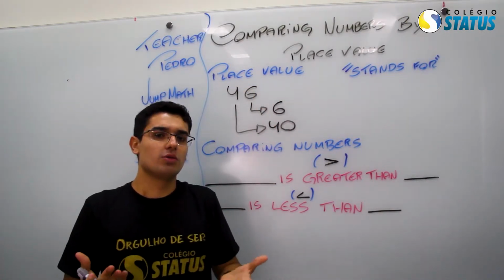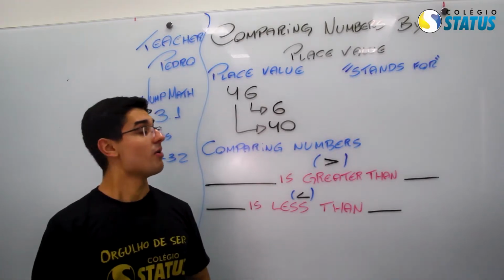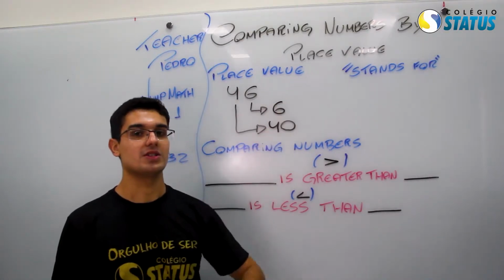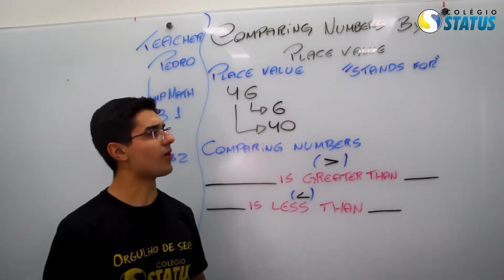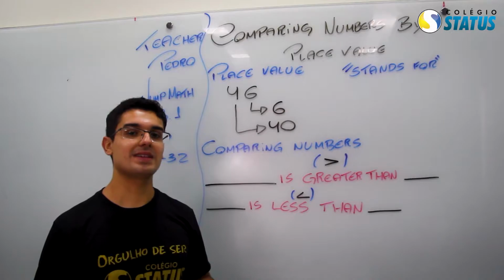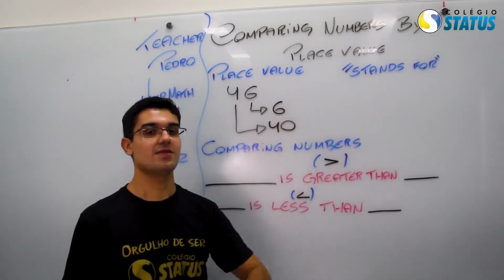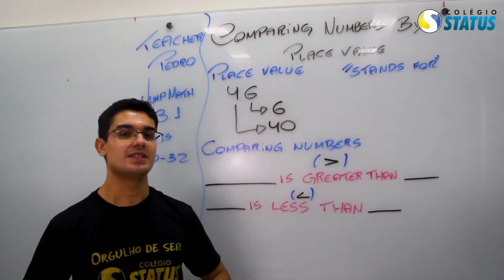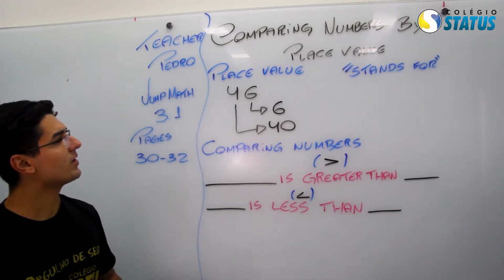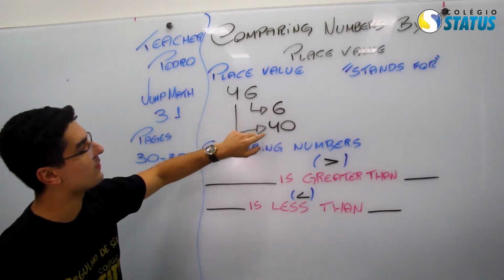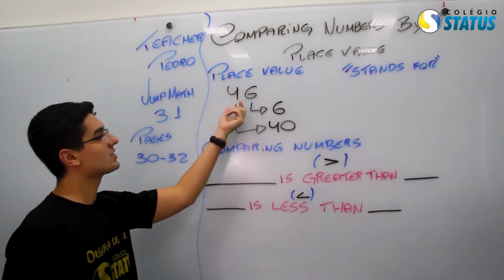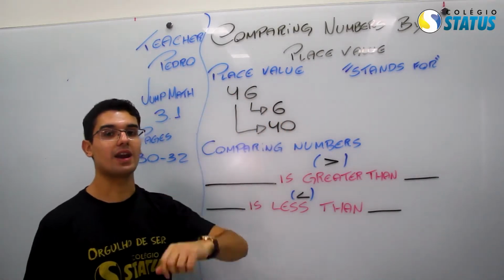And what I need to know, teacher? A gente precisa aprender uma expressão muito importante. O nome dessa expressão é stands for. Stands for, em português, is like representa. Então, stands for significa representa, serve para representar. Então, a gente pode falar assim: the digit 4 stands for 40. O algarismo 4 representa 40.